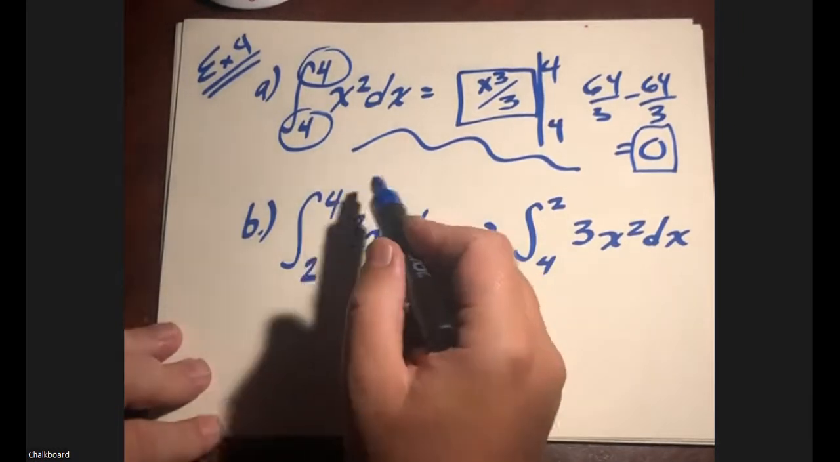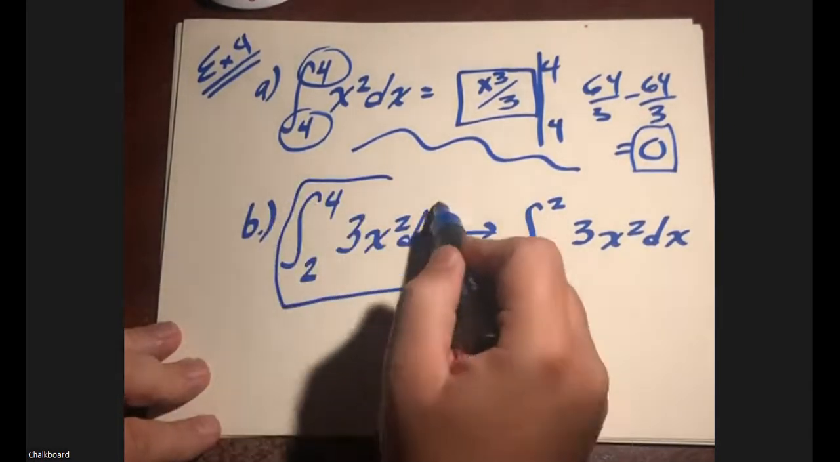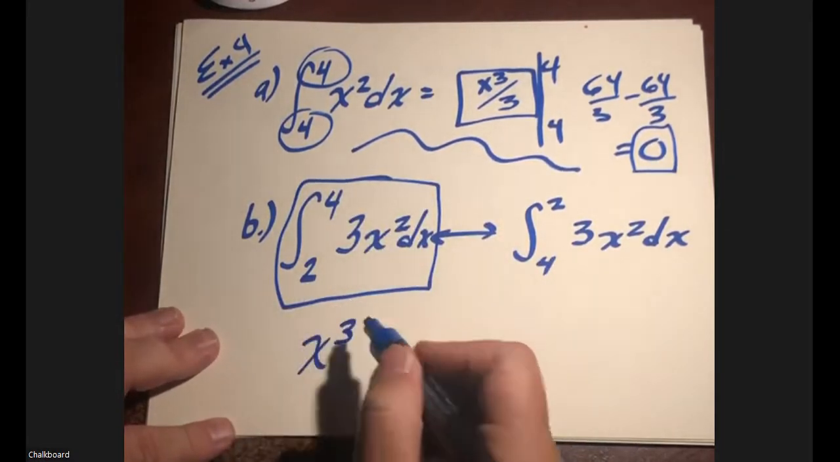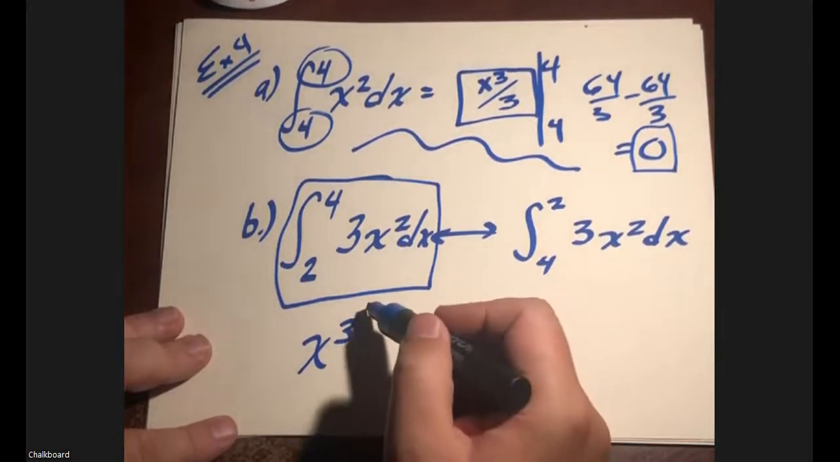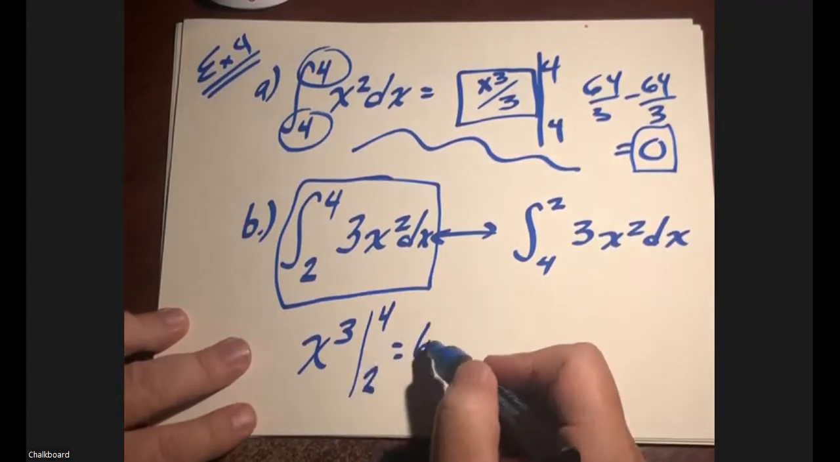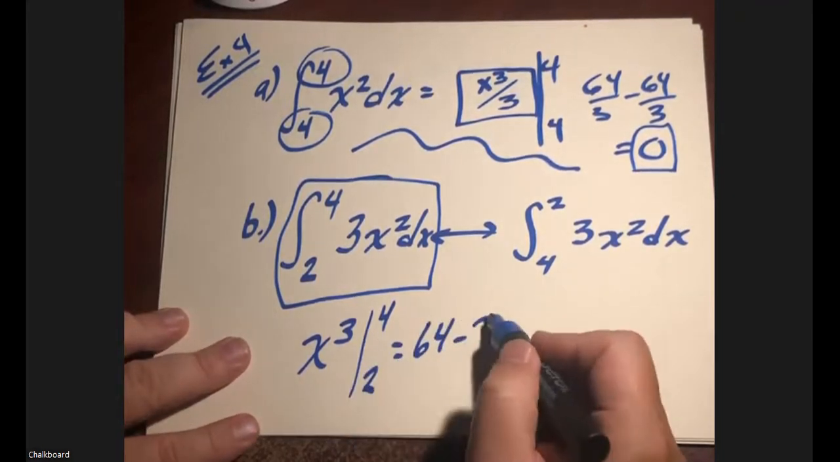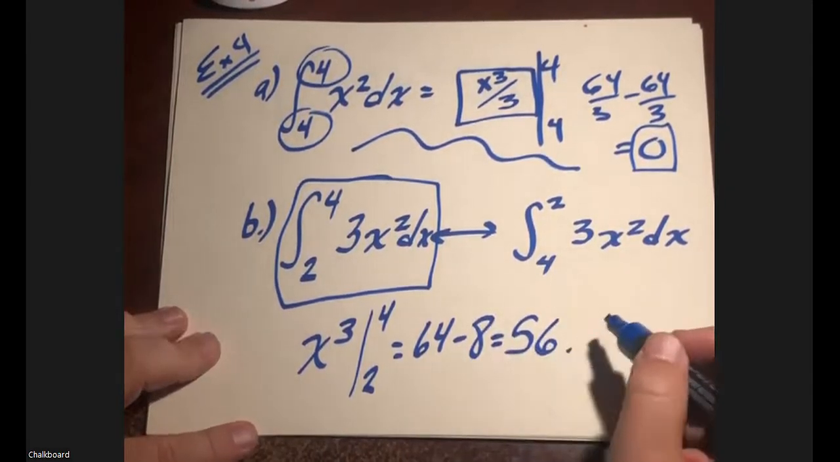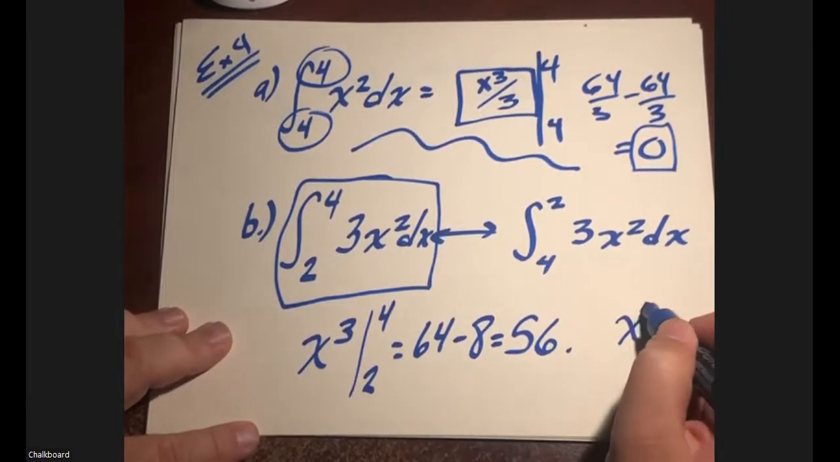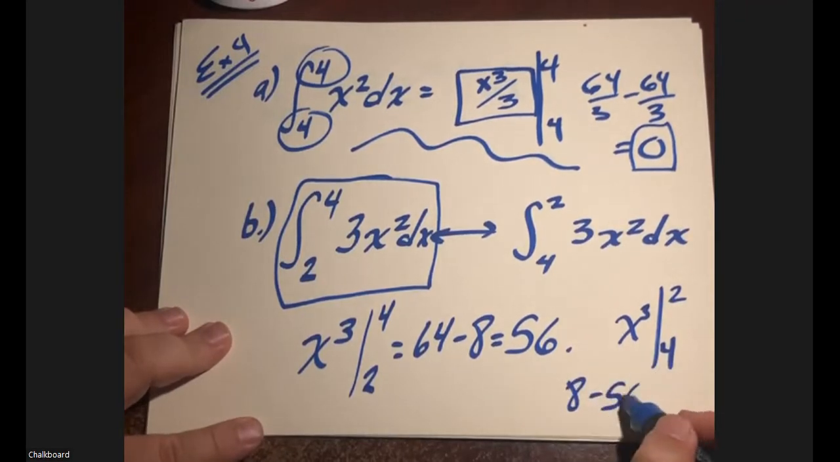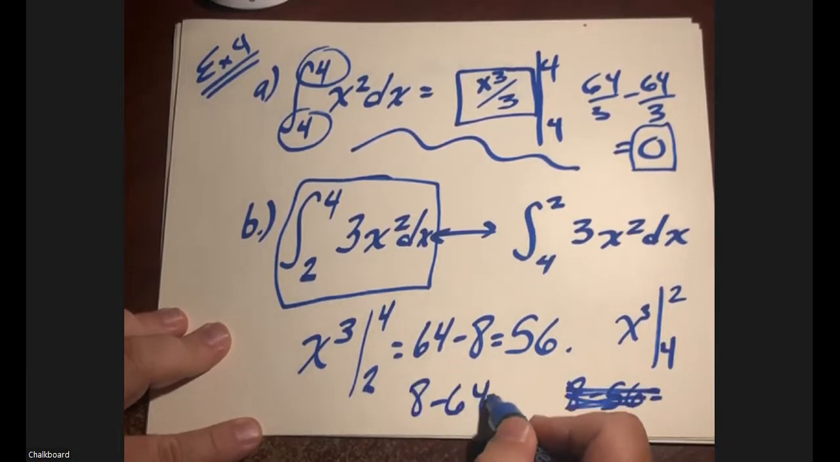Likewise, in this case, 3x squared, if you did this question, the answer to that is actually x cubed. And if you evaluate x cubed from 4 to 2, you would get 64 minus 8, which is 56. But if you did the same thing, but instead did it from 2 to 4, you would be thinking about 8 minus 64, which is negative 56.